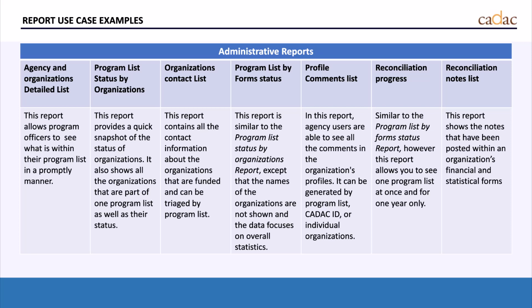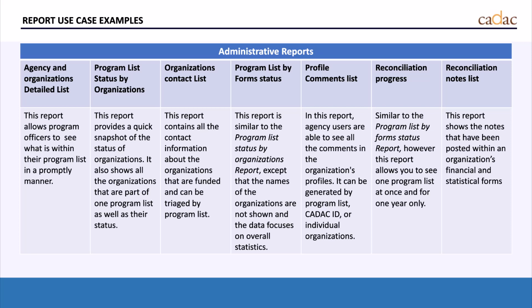The fifth report is the profile comments list. In this report, agency users are able to see all the comments in the organization's profiles. It can be generated by program list, CADAC ID, or individual organizations. The sixth report is the reconciliation progress. Similar to the program list by form status, however, this report allows you to see one program list at once and for one year only.